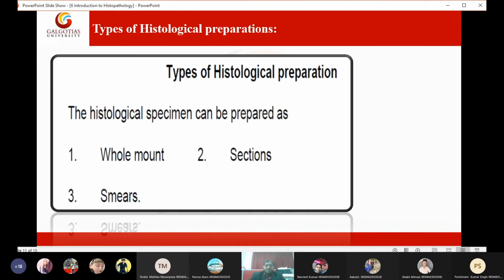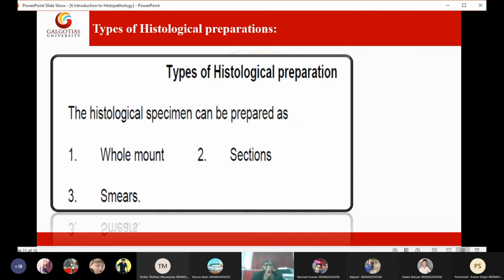Next, we have another topic: types of histological sample preparations. What types of samples are we getting, and how can we process them? You can see here the types of histological preparations. The histological specimen can be prepared as whole mount, sections, or smears. Whole mount means the whole organ, or for example a part of the liver, a part of the tissue, a part of the ear, intestine, or stomach. Like that you will sometimes get a whole mount.